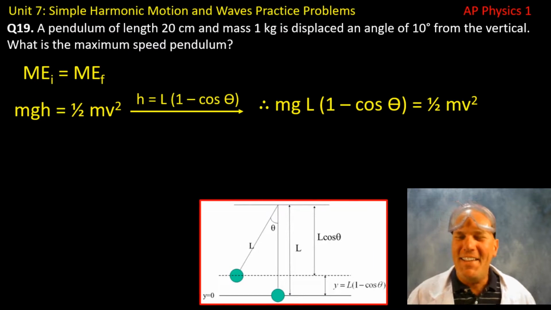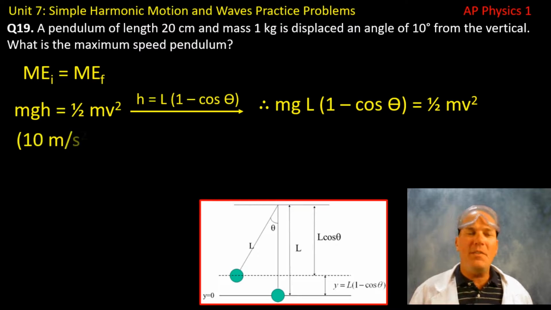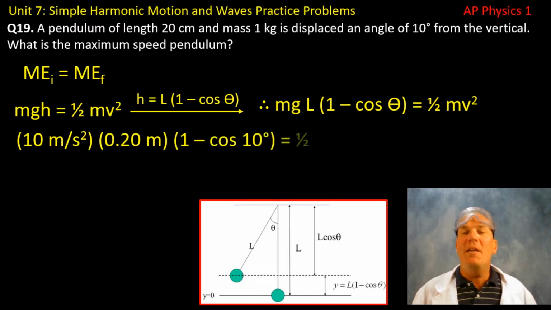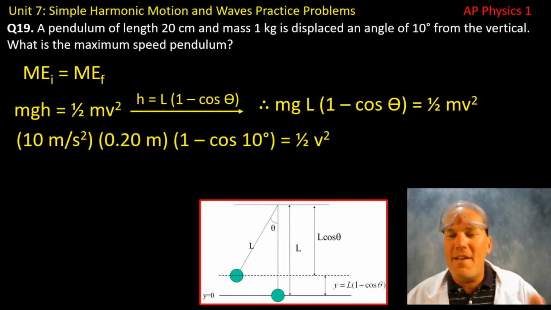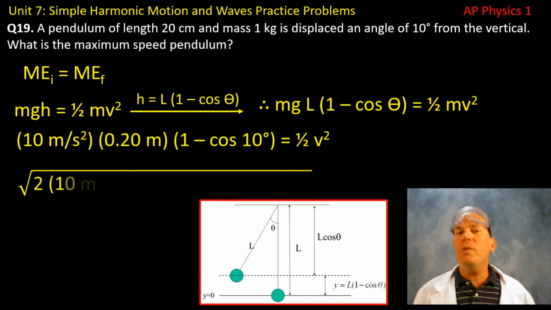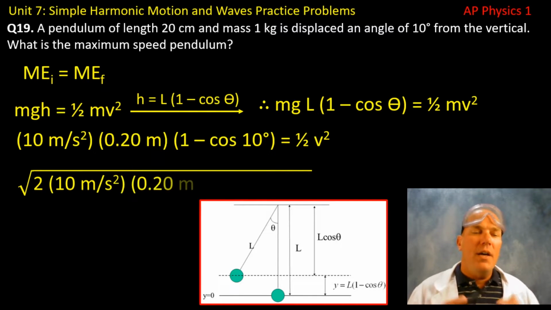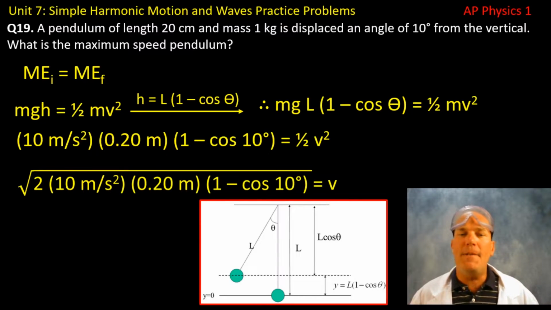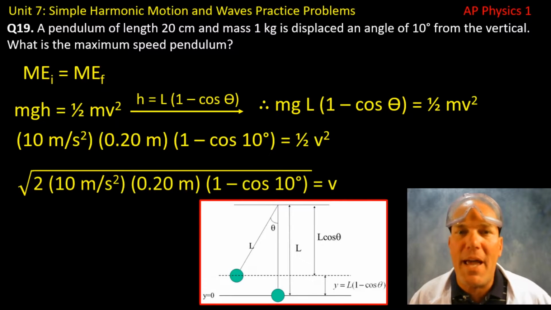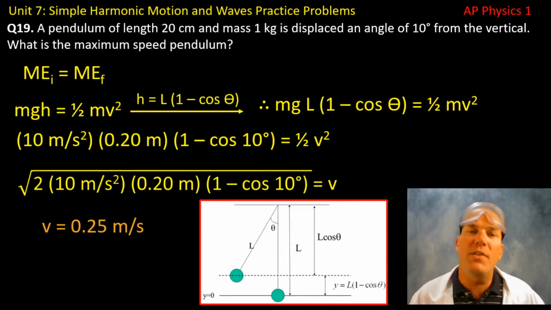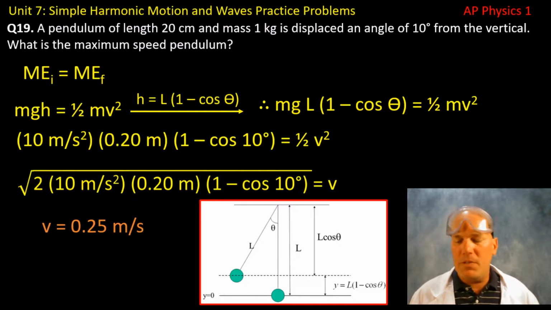Let's go ahead now and solve this expression. Be careful with your algebra, please. Take your time. Make sure you don't make any careless errors. And solving, multiplying both sides by 2 and taking the square root of this quantity will give us the maximum speed of the pendulum, which occurs as it swings back through the equilibrium position and is 0.25 meters per second at that position.